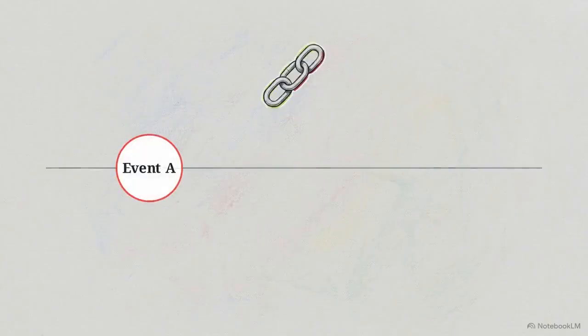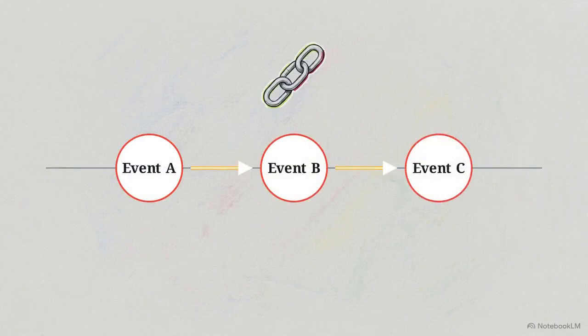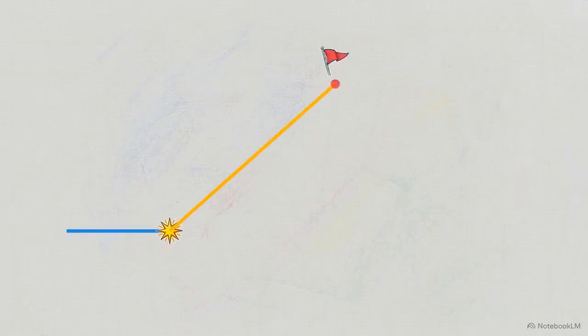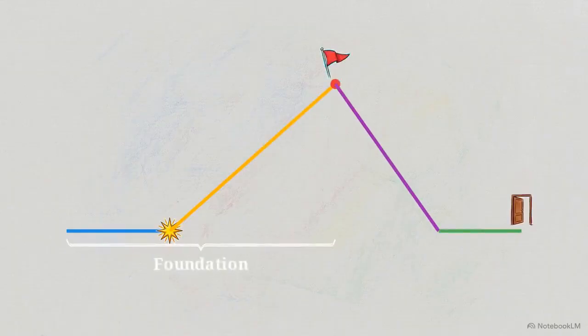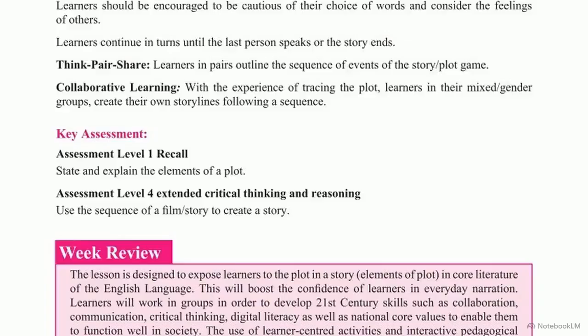To build a successful sequence, link each new event through cause and effect. One action should directly trigger the next. Constructing a narrative is an intentional process. Each addition to the plot should act as a structural support for the scenes that follow. Working in groups to compare how different texts use these elements helps develop the strategic reasoning required for Level 4 assessment.